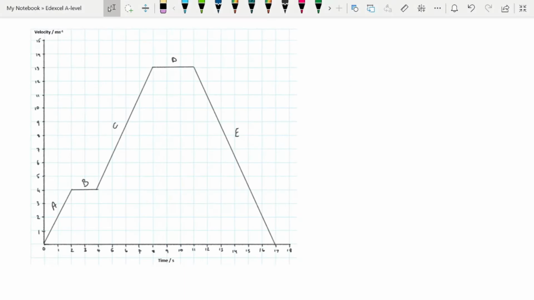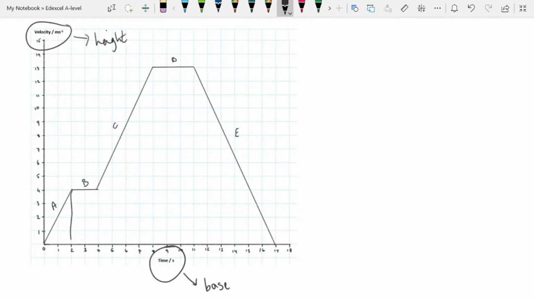Let's start with the first of our graphs, this one here. Again, like I've said before, you must always look at what's on the axes. We've got time on the x-axis, so that's going to represent our base in these calculations. And it is velocity on the y-axis, and that's going to represent our height. When we calculate an area, we are finding how much is under the graph. So we're going to be multiplying half base times height, or base times height, depending on whether it's a triangle or some form of rectangle.